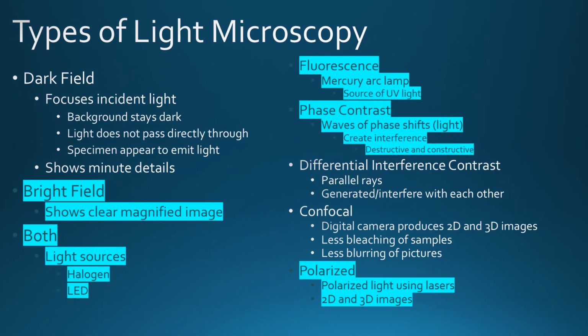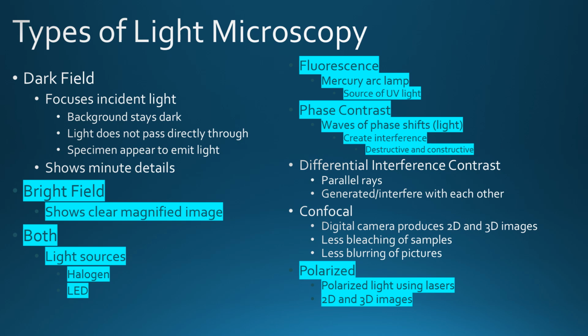As you can see, there are many different types of light microscopy. One type that we are definitely very familiar with is bright field microscopy, where you see an image against a white background. Both dark field and bright field microscopy employ halogen light bulbs or incandescent light bulbs, as well as LED light bulbs. In halogen light bulbs, you have a tungsten filament that is surrounded by halogen such as bromine, which is encased by quartz, which is in turn encased by glass.